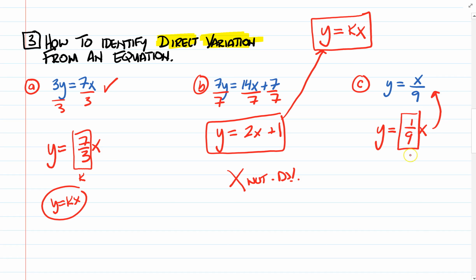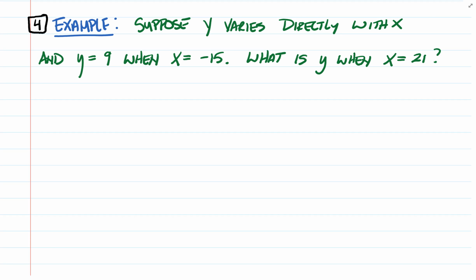So therefore, the 1/9 is acting like the k, or the constant of variation. So part C is, yes, it is indeed direct variation. So that's how you can check to see from an equation. Okay, box number 4 is an example.